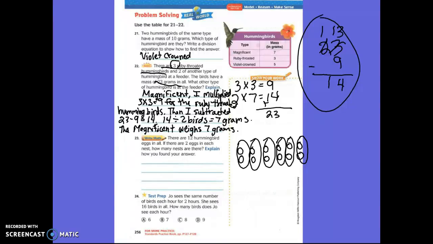Okay, explain how we found the answer. We drew an array and made equal groups of 2, right? How many nests are there? 6. Okay, 6 nests.